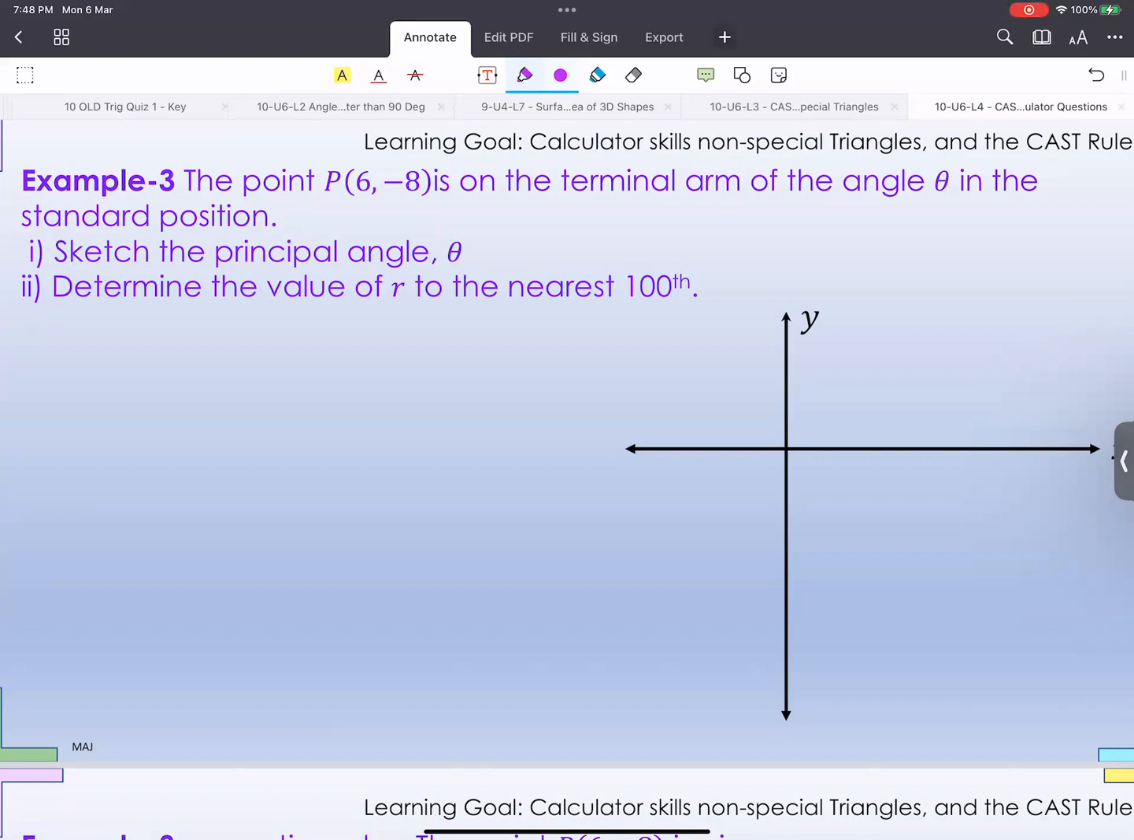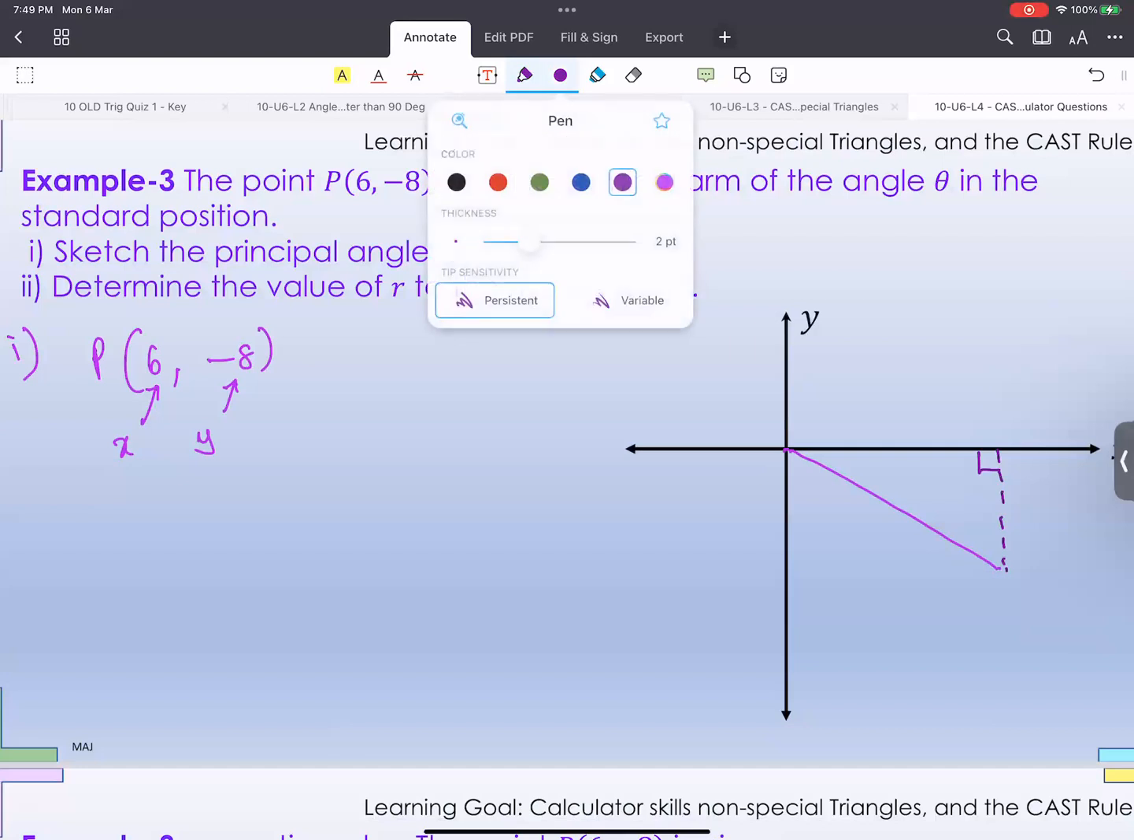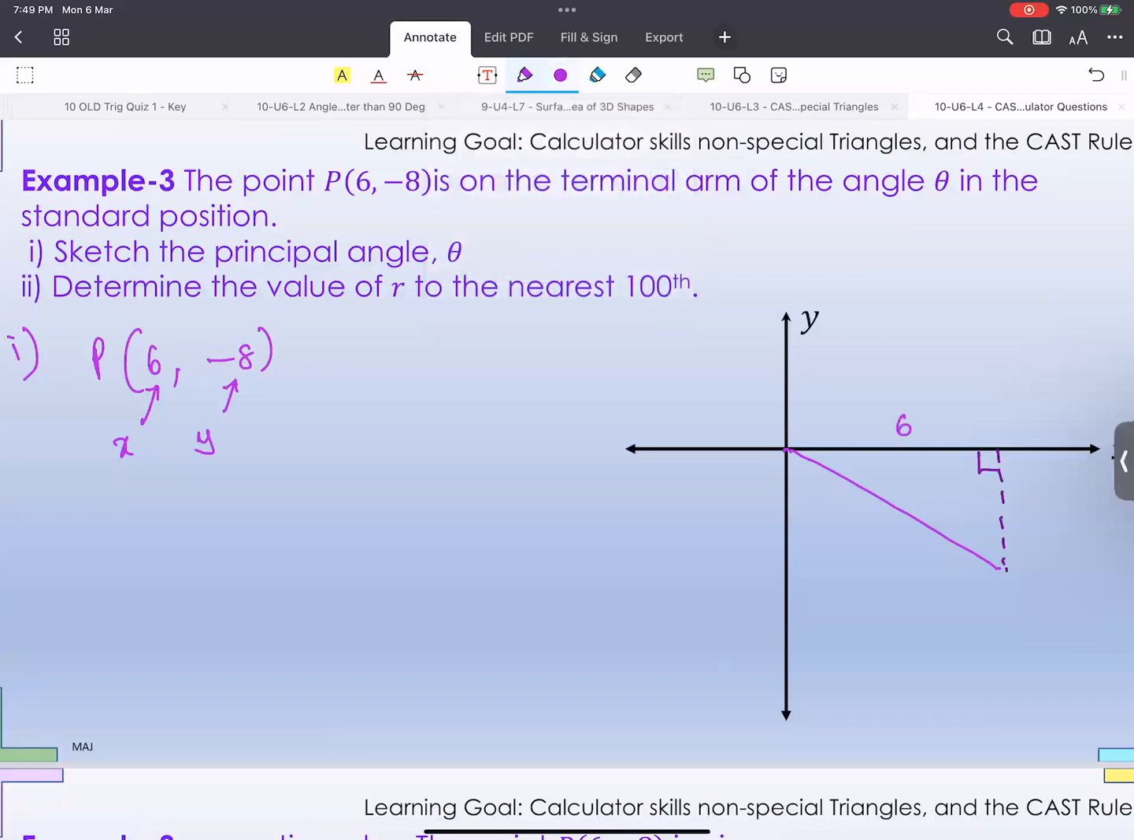So P is (6, -8). This is the X value, and that's the Y value. And that has to be in the fourth quadrant, so I'm going to draw it this way. Always drop your perpendicular to the X-axis. The X value here is 6. The Y value is -8, because this is along the X-axis, so that is 6, and this is along the Y-axis, and that is -8.